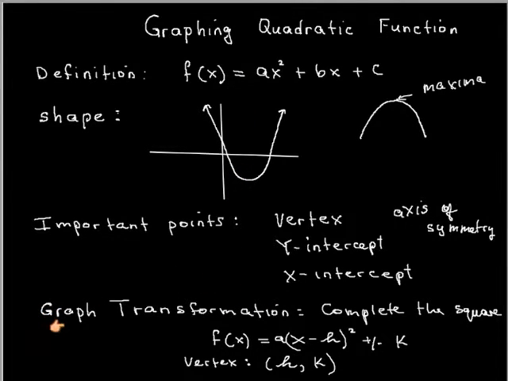There is another method, which is the graph transformation method. You can actually complete the square and turn the equation into a general form that looks like this, where f of x is equal to a constant times (x minus h) squared plus or minus k. And you can immediately get the vertex out. The vertex would be (h, k). And this gives you the transformation of the parent equation y equals x squared. And you should get the same answer using both methods.